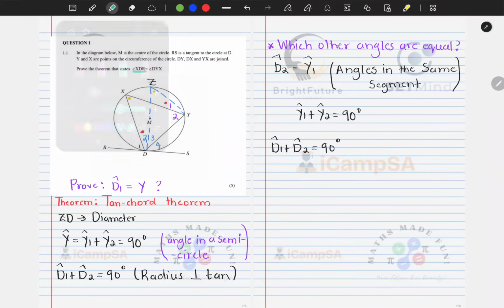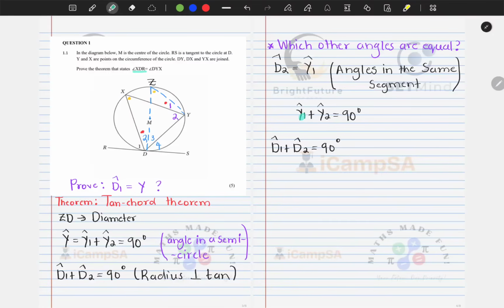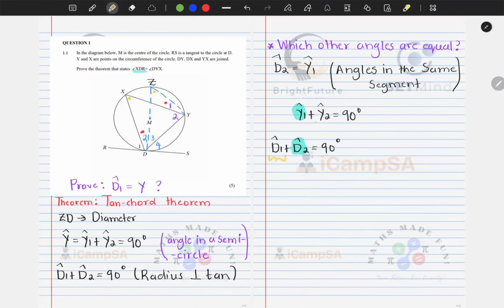We had these equations. And what we just found out now is that this angle here, y1, is equal to d2. So now if you think carefully, if y1 is equal to d2, then it tells us something about this one, d1 and y2. So if you look carefully, we can therefore conclude that these are equal to.